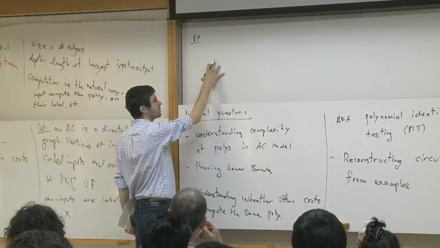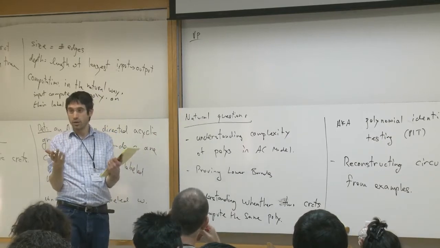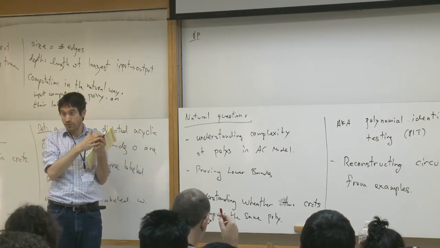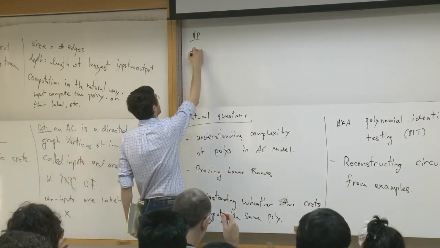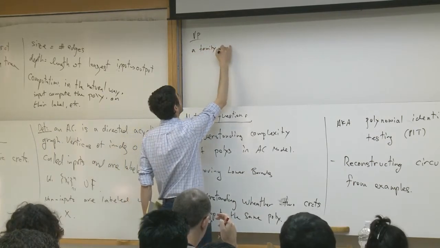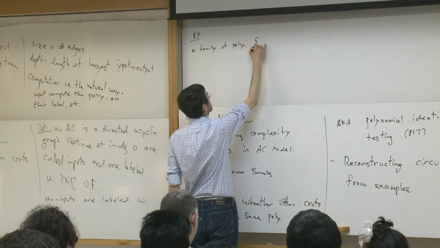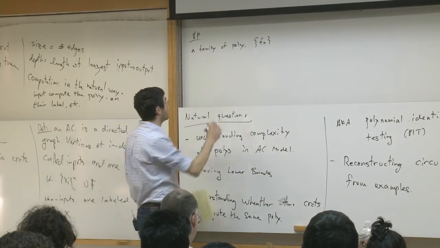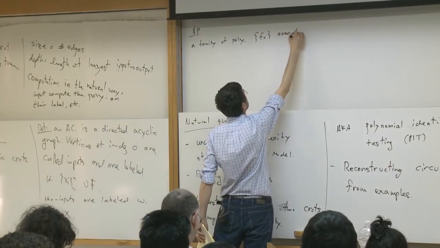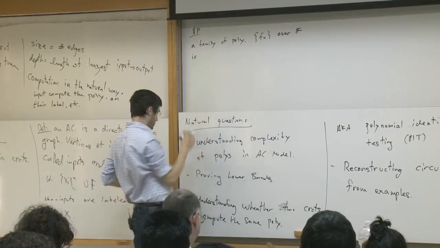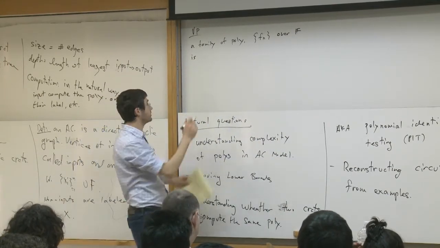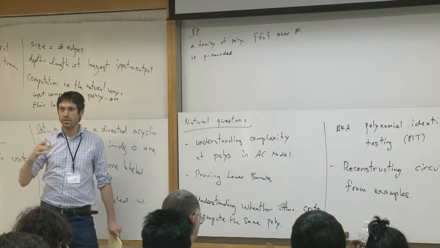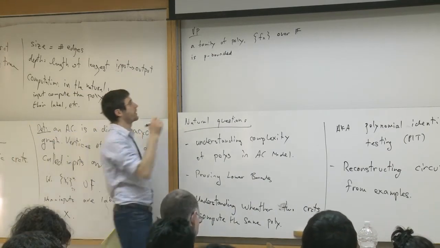So I want to define this class. Like in the Boolean world, you work with languages, where a language is a subset of {0,1}*. In the arithmetic world, you work with a family of polynomials. A family of polynomials F_n over a field F is P-bounded, where P stands for poly.